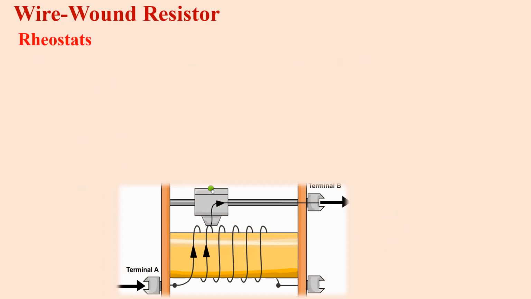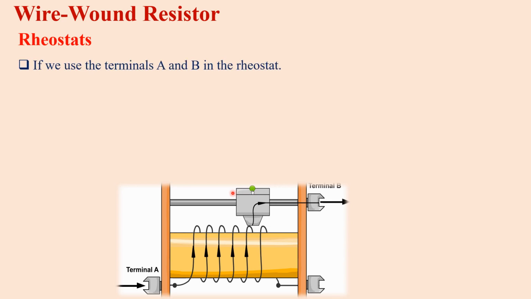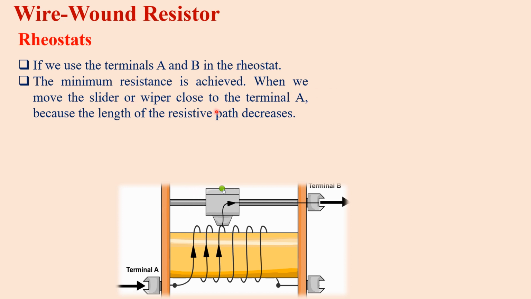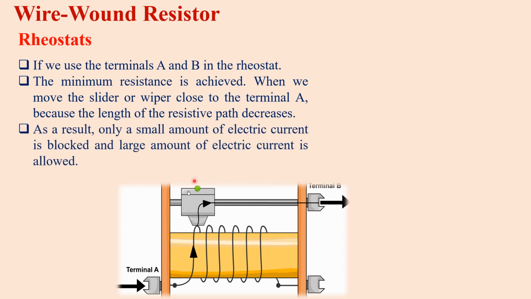In this figure of rheostat, there are two terminals, terminal A and terminal B, and there is one sliding contact or wiper. Terminal A and this wiper are connected to the circuit. If we use the terminals A and B in the rheostat, the minimum resistance is achieved when we move the slider or wiper close to the terminal A, because the length of the resistive path decreases, and we know that resistance depends upon the length, so due to reduction in length, resistance also decreases.